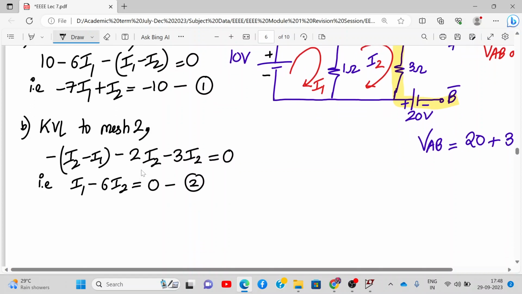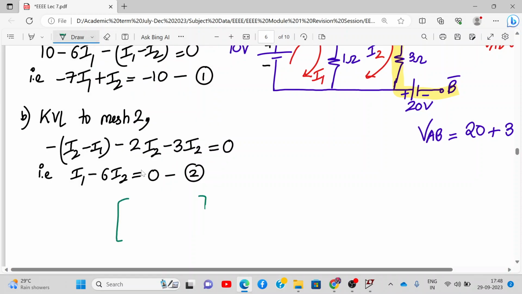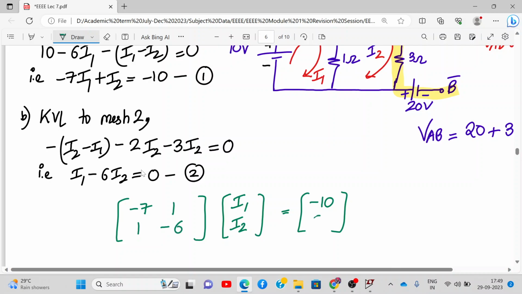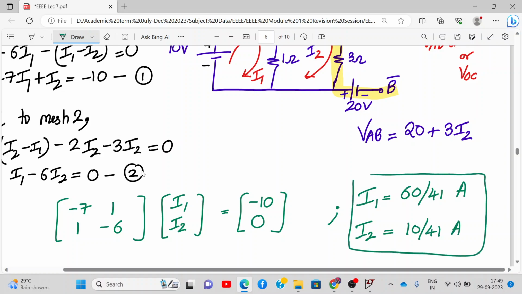Now we can put both these equations in the matrix form. It will be easier for us to solve simultaneously in a calculator. So this will be I1 and I2. Coefficient of I1 is minus 7. Coefficient of I2 is 1. And here, right hand side, we have minus 10. Over here, it is 1, minus 6 and 0. So solve these two simultaneously. And if you work it out in the calculator, you will get value of I1 as 60 by 41 amperes. And the value of I2 will come out to be 10 by 41 amperes. I'm keeping it this way only because we want to multiply with VAB.